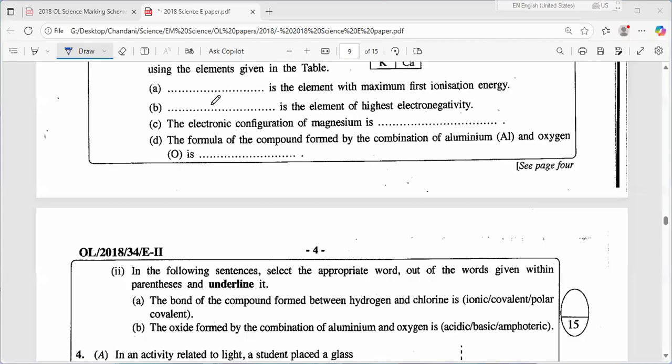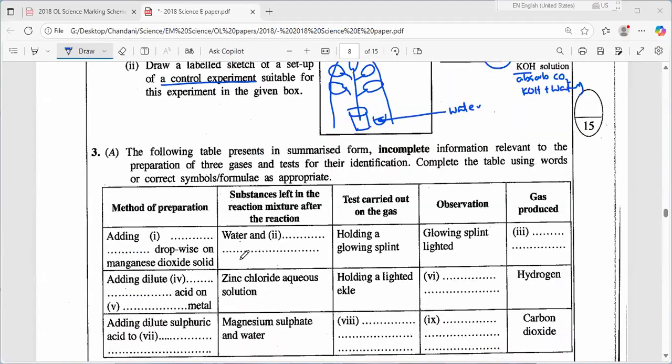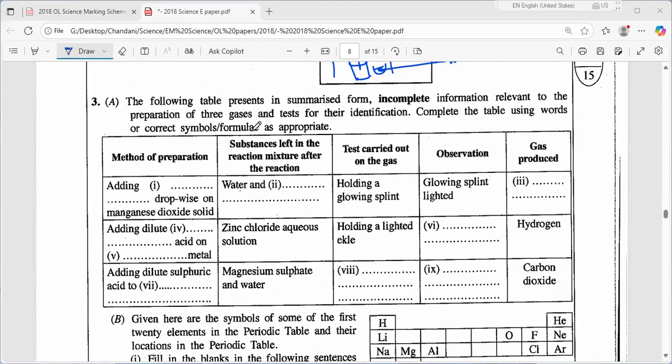Okay, the second one here. The third question. The following table presents a summary of the incomplete information relevant to three gas tests. Okay, in your syllabus, we are discussing the three gases: carbon dioxide, hydrogen, and oxygen.